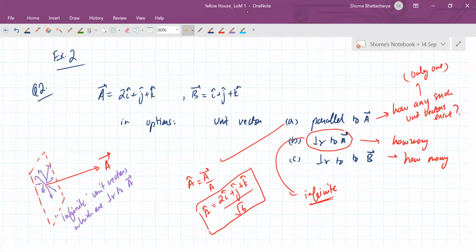Are you understanding the point? Is this point clear to all of you? Why there are infinite such unit vectors? Because I'm not saying it's perpendicular to both A and to B. The option is only saying that the unit vector is perpendicular to A. So perpendicular to A, there are infinite unit vectors, na. Anmol, is this point clear, beta?